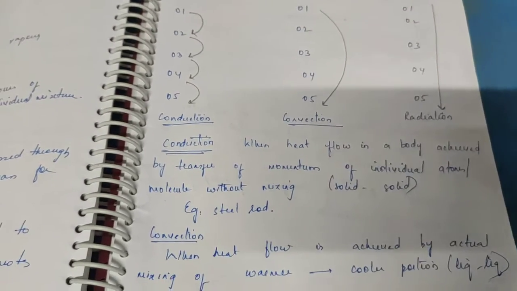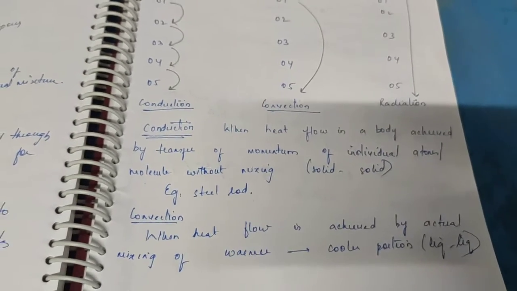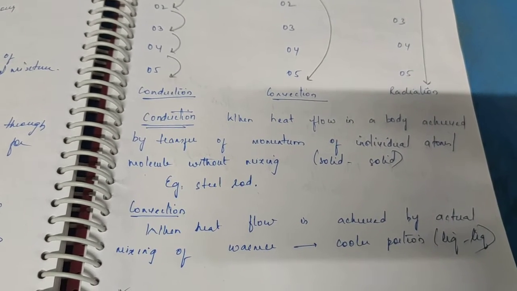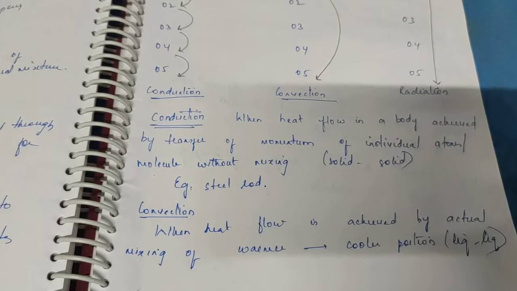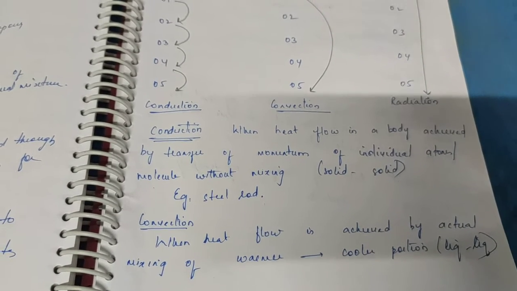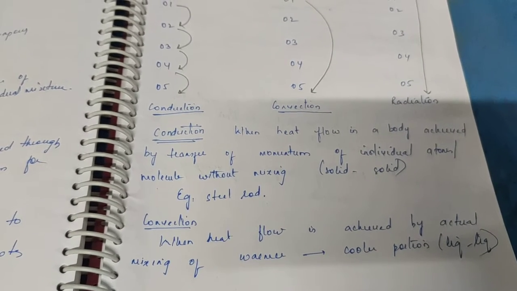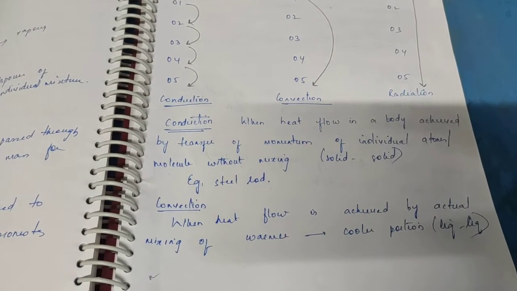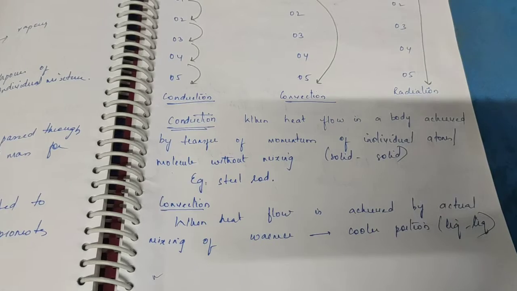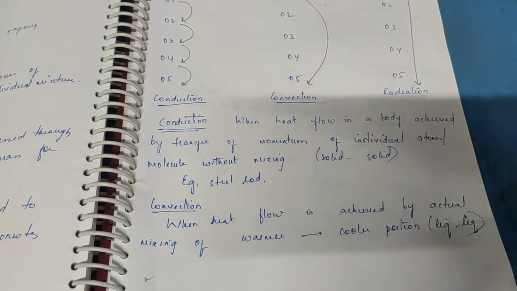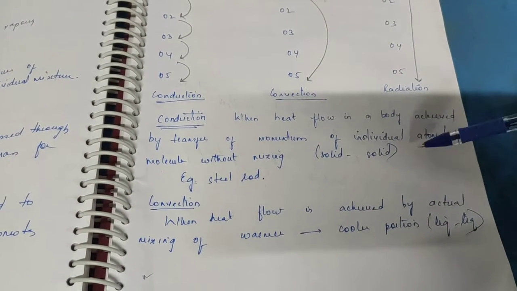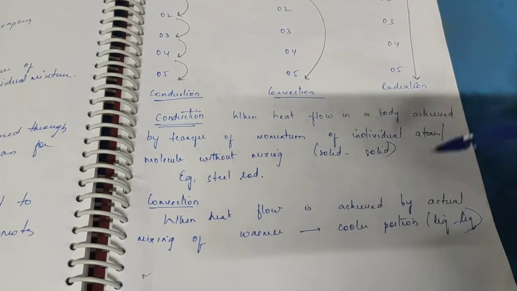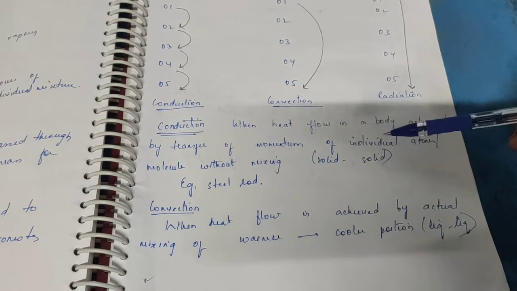Okay, so let us see about conduction, that is when heat flow in a body is achieved by transfer of momentum of individual atoms and molecules without actual mixing, that is solid to solid. This conduction is seen in solid to solid, example a steel rod. Convection, when heat flow is achieved by actual mixing of the warmer portion with the cooler portion, is used for liquid and liquid. Conduction is used for solid-solid heat transfer. Convection is used for liquid-liquid heat transfer. Example is the steel rod here.